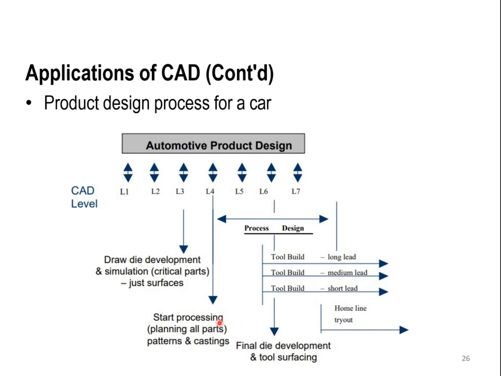Level 4 is going to be the start processing, planning all the parts, pattern, and casting. Levels 5 to 7 are going to be about the process and the design to build a long lead, build a medium lead, and build the tool as a short lead. And then we're going to have the final die development and the tool surfacing, and we're going to go for the home line tryout. So that's it for the first part of this lecture, and we're going to have a separate video for teamwork in the engineering design process.